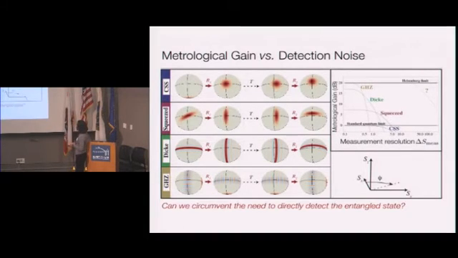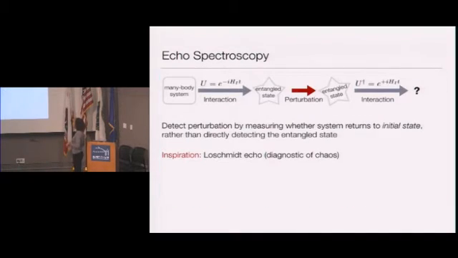So this brings us to asking, do we really have to directly detect the entangled state, or is there another way? And I suggested at the beginning of my talk that another way might be to make some entangled state, so have a system evolve into an entangled state, perturb the system a little bit, and then see whether after that perturbation we come back to the initial state.